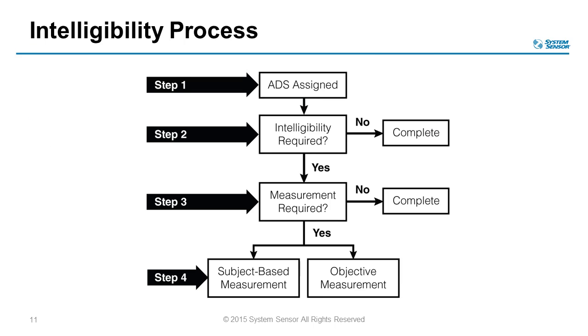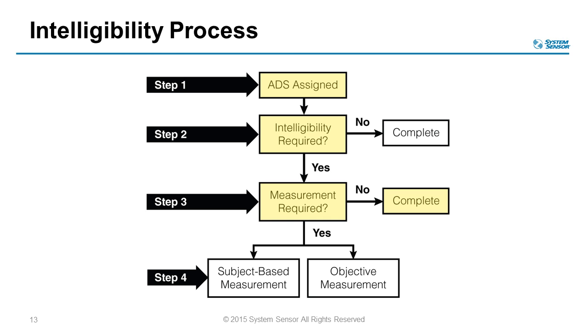So these requirements drive the intelligibility process, which can be broken down into 4 main steps. So the first step, the ADS are assigned by the designer. If intelligibility is not required, then the process is complete for that area. If it is required, then the designer needs to decide if he's going to be actually measuring intelligibility in that space.